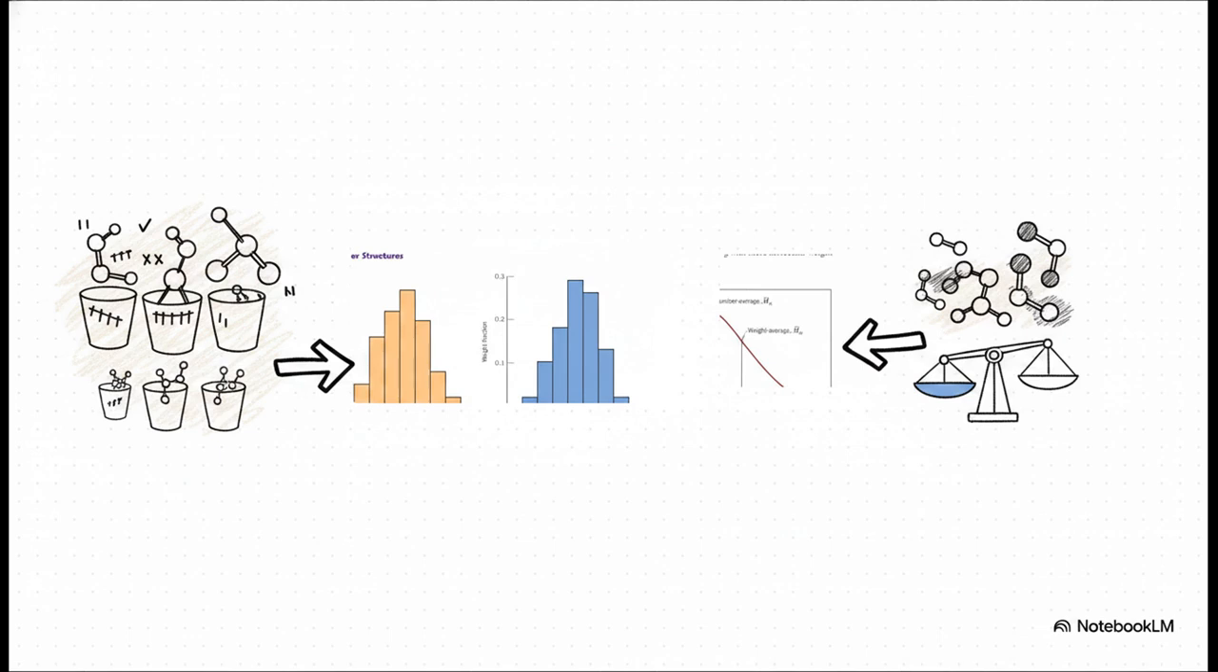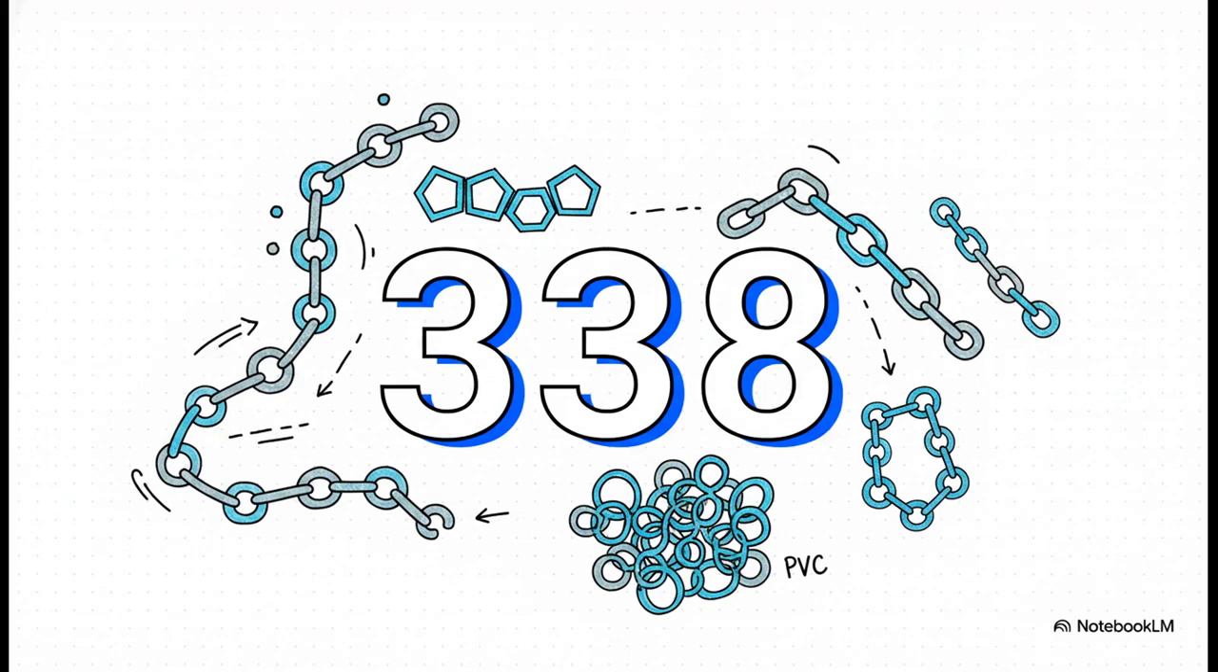An alternative and honestly sometimes more intuitive way to express this is through the degree of polymerization. This simply tells us the average number of repeat units in a single chain. For example, a specific sample of polyvinyl chloride, or PVC, was mathematically calculated to have an average of 338 repeat units in a single chain. Imagine that, 338 links in one microscopic chain.